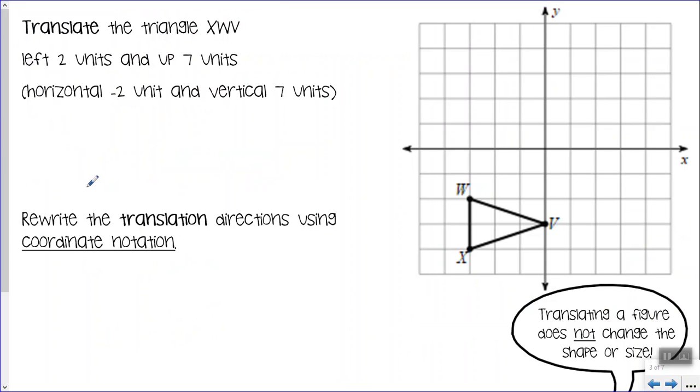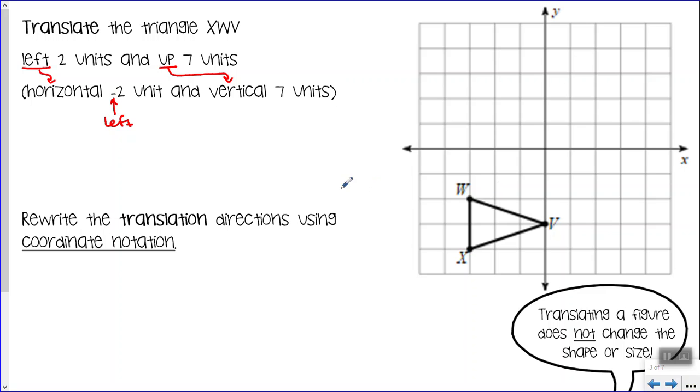All right, we can also do this with a whole shape, and we just repeat the process we did before, just moving each point at a time. So here we're going to move our triangle left 2 units, or horizontal negative 2. Negative 2 meaning that we're going left, and up 7, which is our vertical 7. So up goes with vertical, left goes with horizontal.